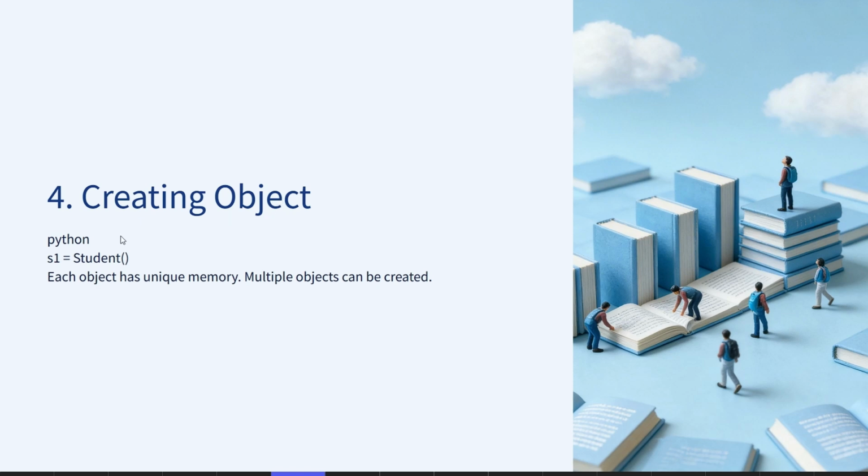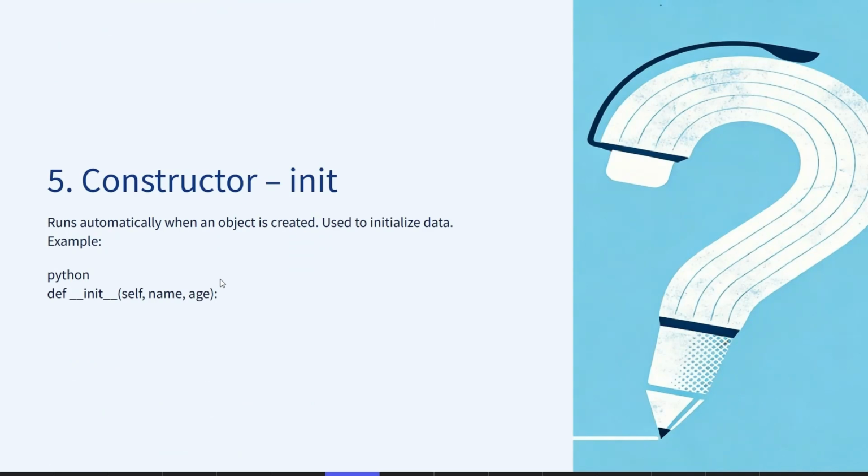Creating object s1 is equal to student. Each object has unique memory. Multiple objects can be created. It means we have already shown you an example. S1 is equal to student and S2 is equal to student. Okay. Now next move to constructor.